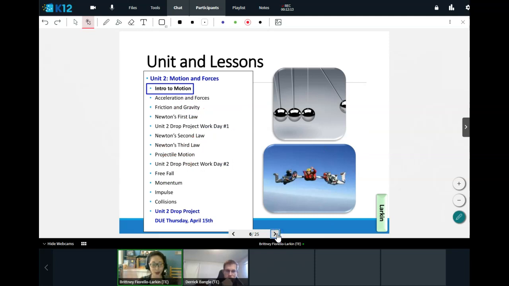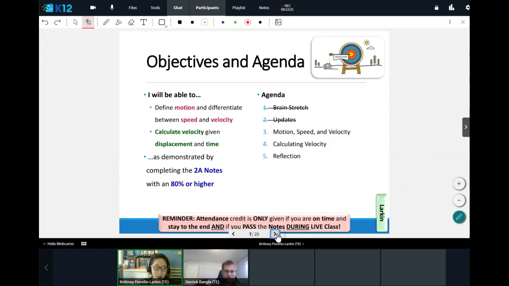Okay, cool. So we are taking a look at motion and forces in this unit. Now we're getting into more of the fun physics stuff. We're going to talk about motion today. We will be completing the 2A notes. We're going to talk about motion and the difference between speed and velocity. We're also going to learn how to actually calculate velocity using displacement and time.